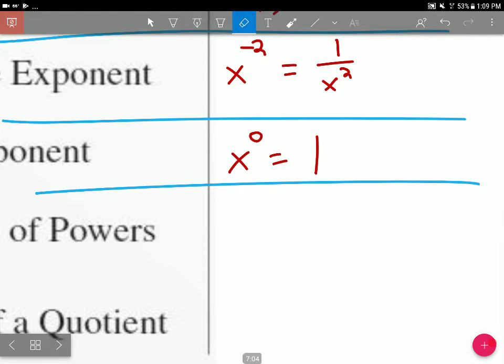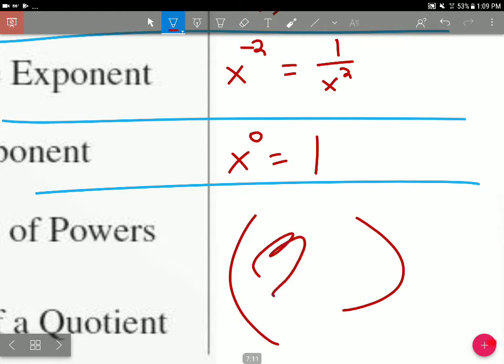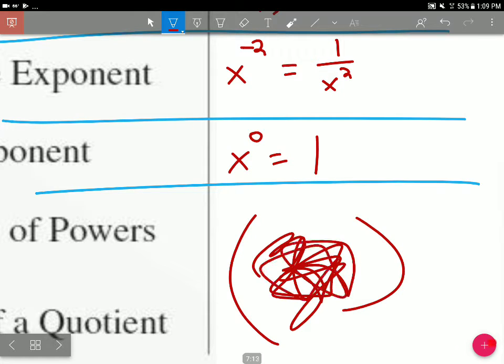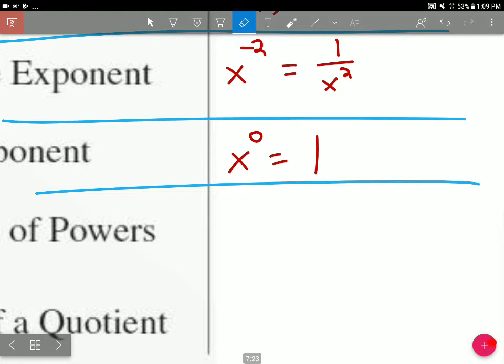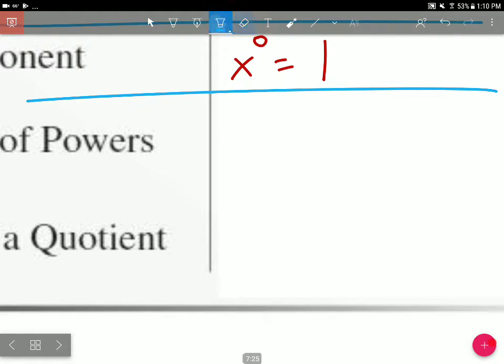Anything to the 0 is 1. It doesn't matter what it is. It could be the craziest, like, oh my God, this is the worst thing I've ever seen in my life, to the 0. Well, that equals 1, no matter what's in there. Okay? And that squiggle is a technical term, so be sure you copy that squiggle down perfectly. Zero exponent.